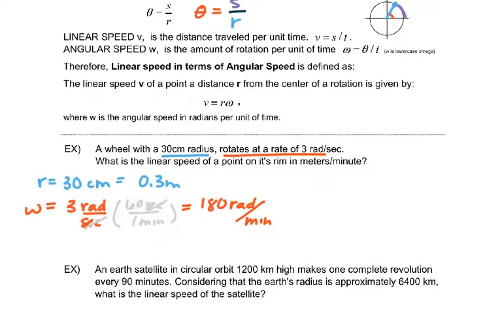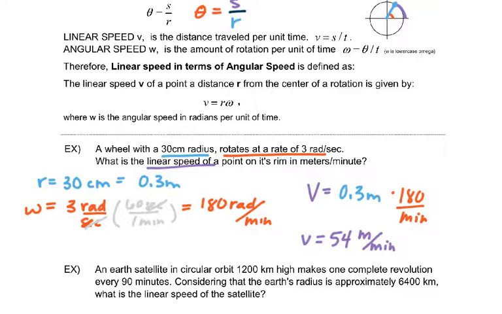Now again, we don't generally write that word radians. All right, so if we want the linear speed, that would be v equals r omega, so 0.3 meters times 180 radians per minute. And simplifying this, multiplying those two values, I end up with my linear speed v is 54 meters per minute.